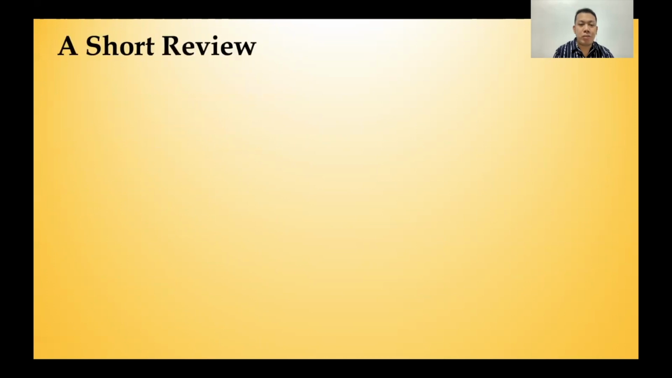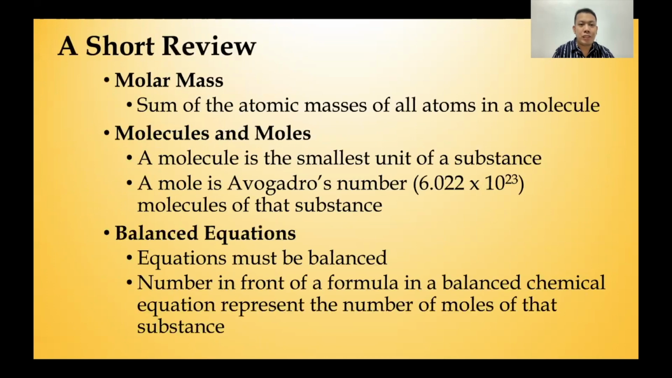So let us now begin with the review. It is said that molar mass is known to be the sum of the atomic masses of all atoms in a molecule. Atomic mass can be found in the periodic table of elements. For example, in a molecule of water, H2O, there are two atoms of hydrogen and one atom of oxygen. So molar mass is the summation of the atomic mass of hydrogen plus that of oxygen.